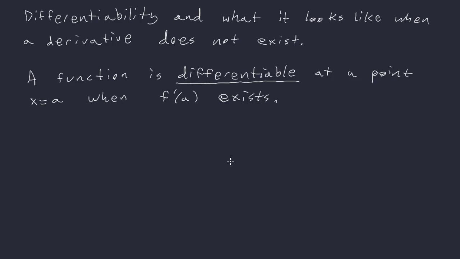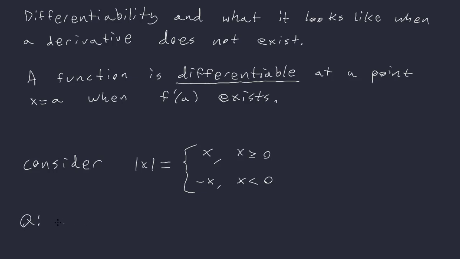Okay, so to talk about what's happening when a function is not differentiable, let's look at the function, the absolute value of x. Remember, the absolute value of x is equal to x when x is greater than or equal to 0, and it spits out a negative x when x is negative. If x is positive, we don't do anything. If x is negative, we negate it to make it positive again.